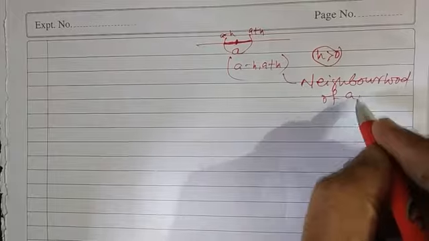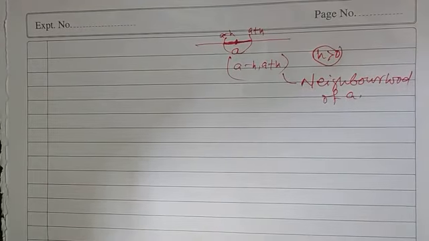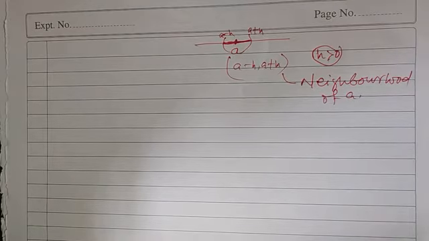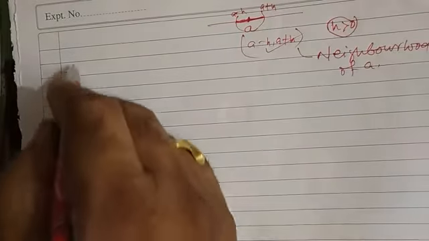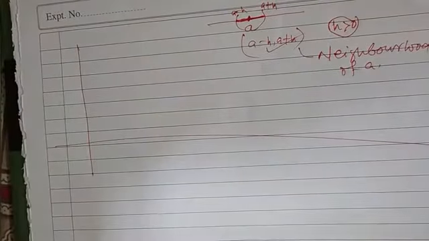Neighborhood of a means the points which are neighbors of this a. So it is an open interval we take. Getting the idea? Now if I am interested in getting points very close to a, I take this neighborhood. Okay. Now let us consider the graph of a function.